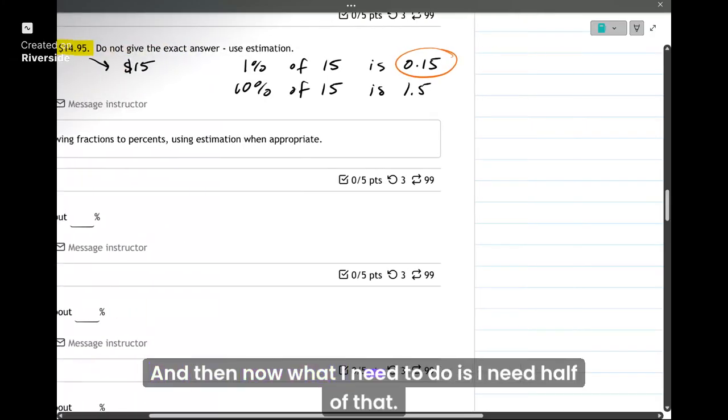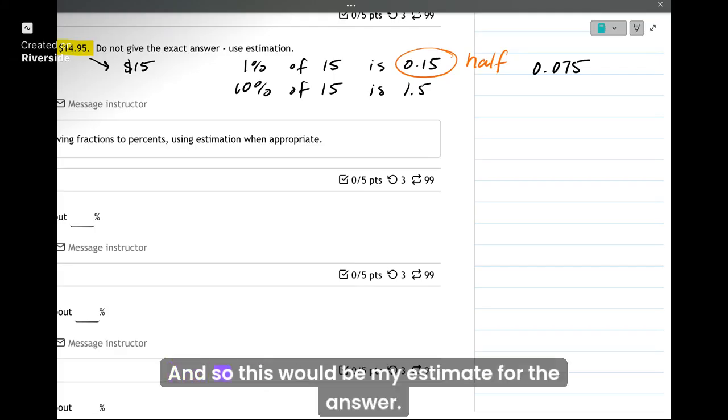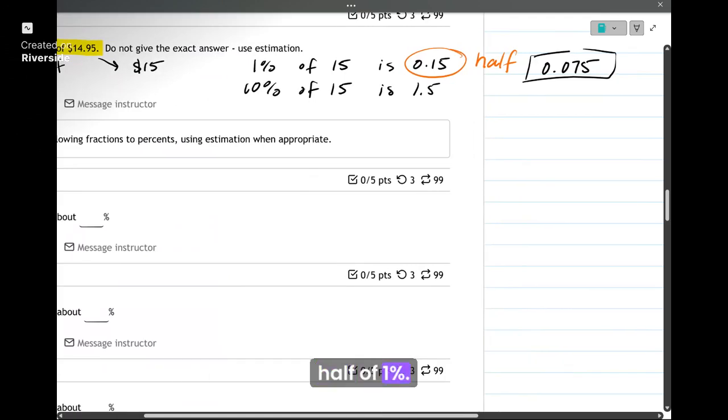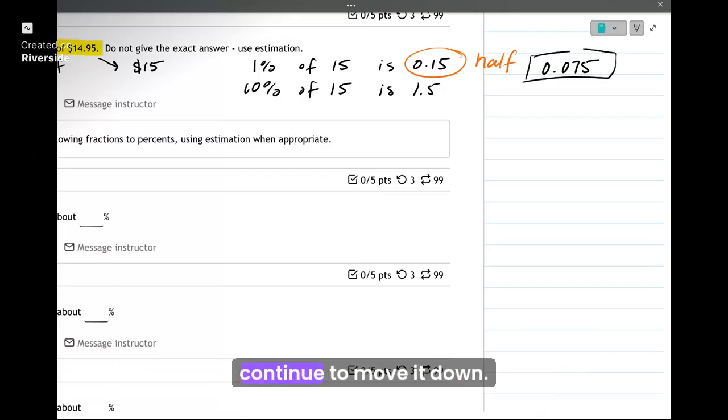So if you needed to get there, we eventually need to get here. And now what I need to do is I need half of that. So half of 0.15 is 0.075. And so this will be my estimate for the answer, half of 1%. When I think about 15, I think about 750, and that's how I just continue to move it down.